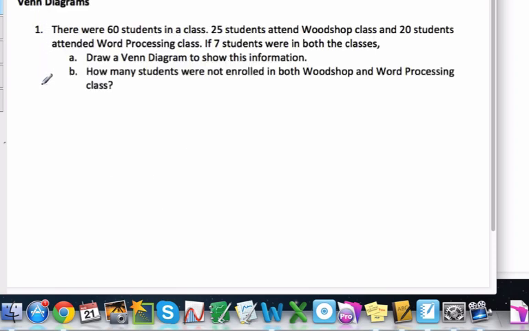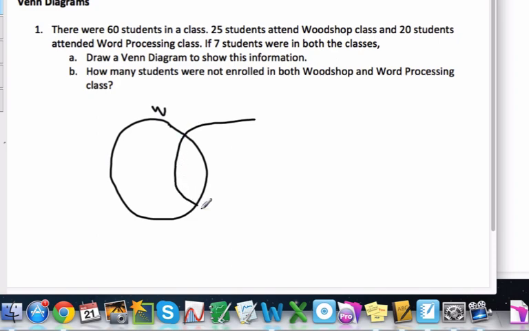So if you take a moment, read the problem. There's 60 students in the class. 25 attend wood shop class. So here's, let's say, wood shop, and 20 students attend word processing. So we'll say this is word processing, WP. If 7 students were in both classes, we want to draw the Venn diagram.